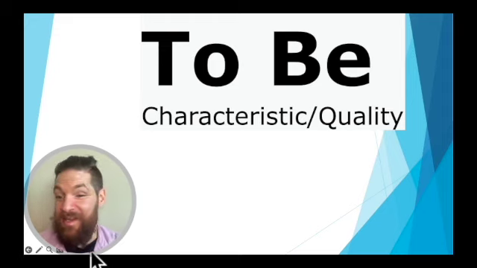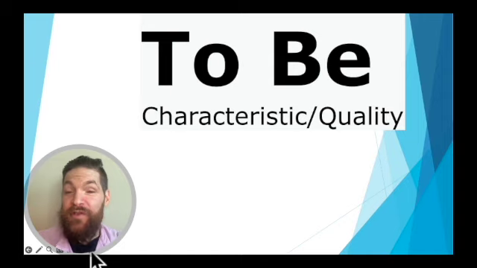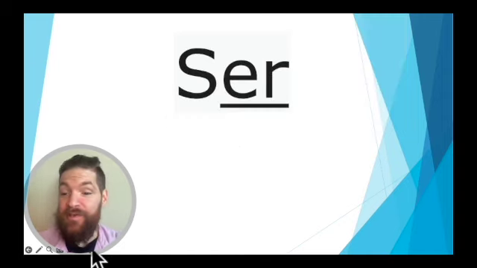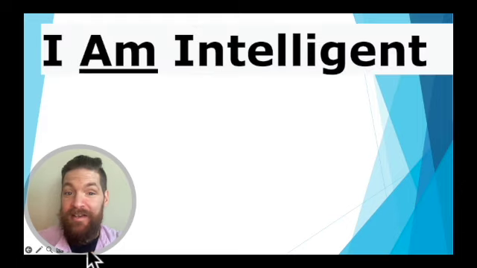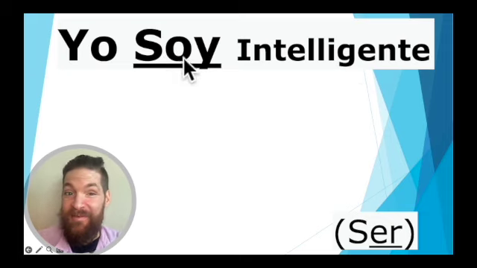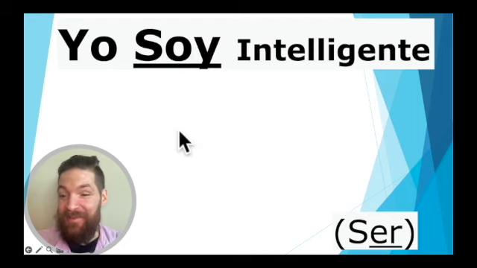Okay, so now I just want to throw in two irregular verb conjugations, meaning it's not going to follow the pattern, it's going to be unique. So there's a bunch of irregular verbs, but I wanted to choose two that are most commonly used in my opinion. So, to be as in a characteristic or a quality, which is ser. I am intelligent. Yo soy inteligente. See how that's completely different than the normal ending with an O? It's got a Y here, and it's an S. It's just pretty wild, right?